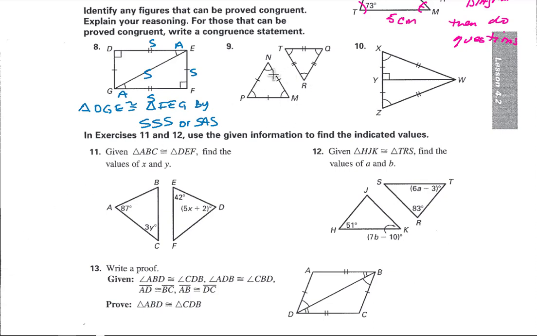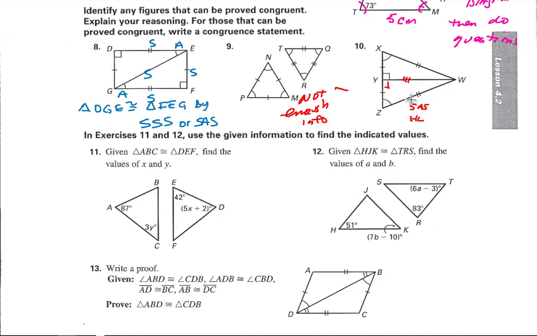Looking at number 9, we've got 2 equiangular triangles. They're not showing us that the 2 sides are congruent though. So all we can know with the angles is that one is maybe a scaled version of the other. They're the same shape, but they don't have to be congruent because we don't know for sure about the sides being congruent.